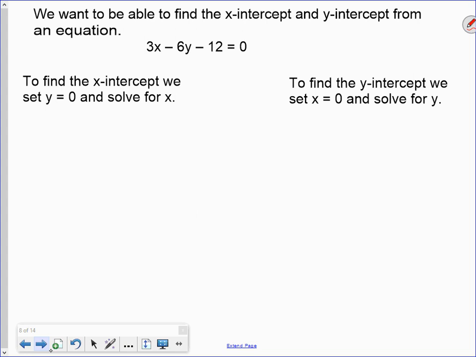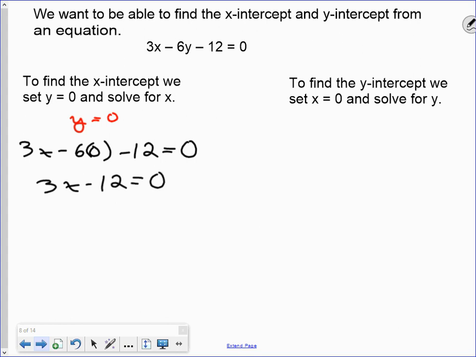So here's our equation in standard form. 3x minus 6y minus 12 equals 0. If we want to find the x-intercept, we can set y equals to 0 in this equation and then solve for x. So if y is equal to 0, our equation becomes 3x minus 6 times 0 minus 12 equals 0. And this term, negative 6 times 0, is just going to be 0, right? So we have 3x minus 12 equals 0.